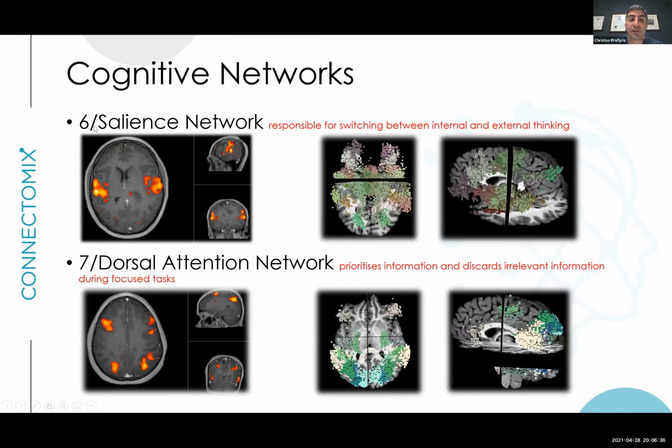And then we said there was a very large salience network with 49 parcellations that's predominantly in the anterior insular and the anterior cingulate areas, and that's responsible for switching between the two networks.